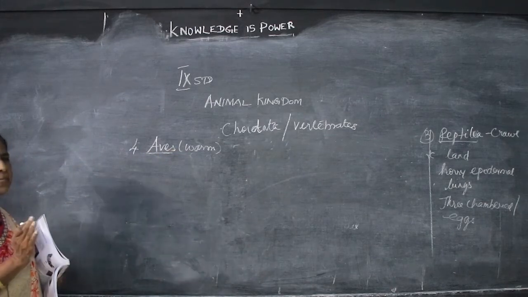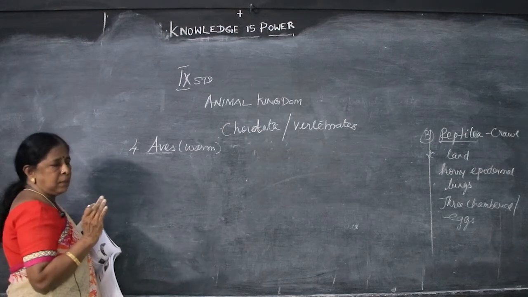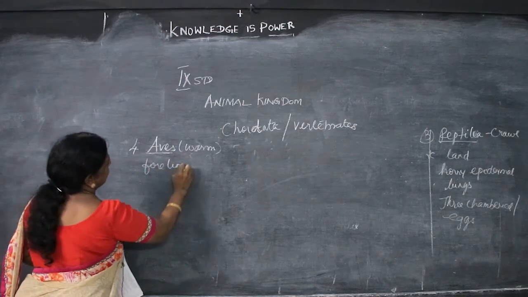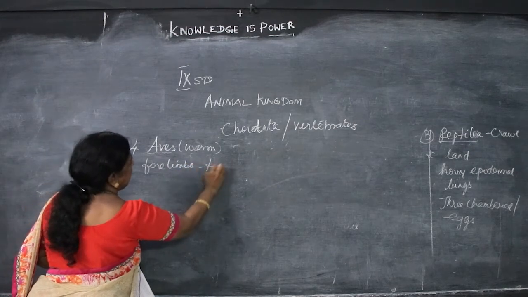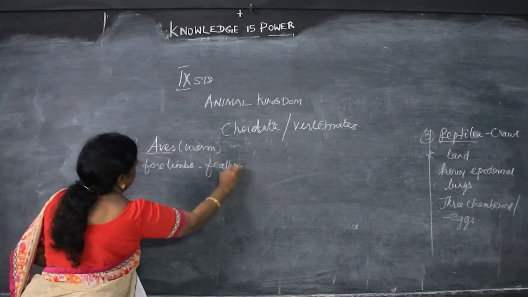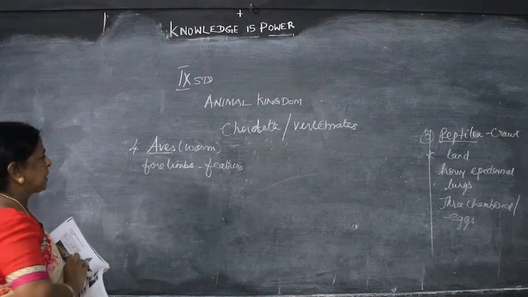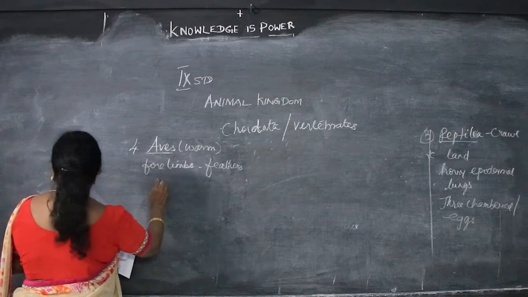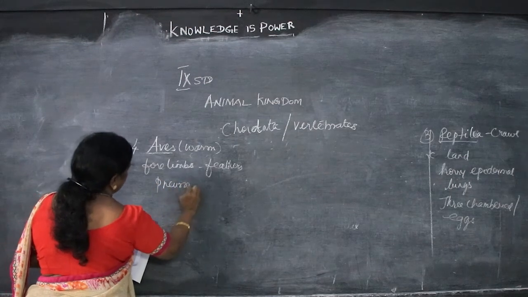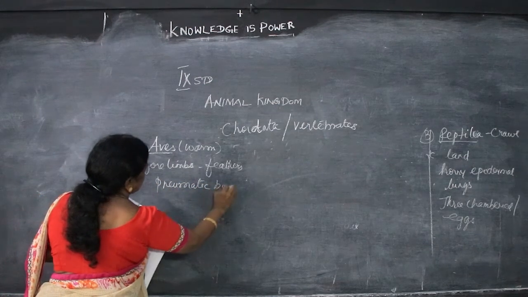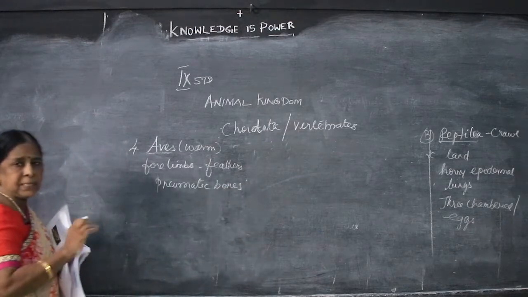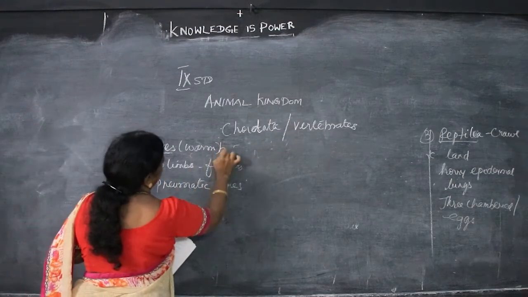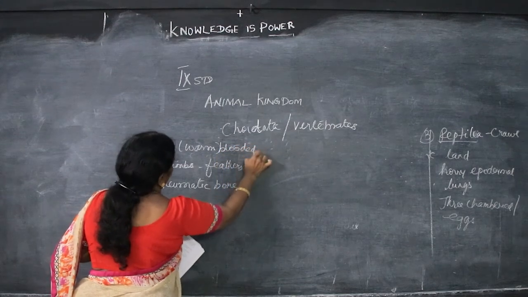The body is very light. The forelimbs are modified into wings, which are covered with feathers and help them to fly. They also have hind limbs. They have a special kind of bones known as pneumatic bones. This bone structure is what makes the birds fly. This is a warm-blooded animal, a homeotherm.